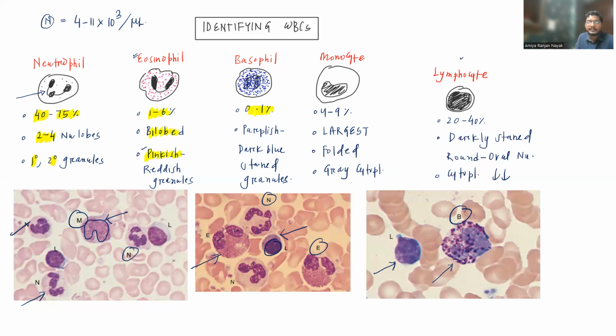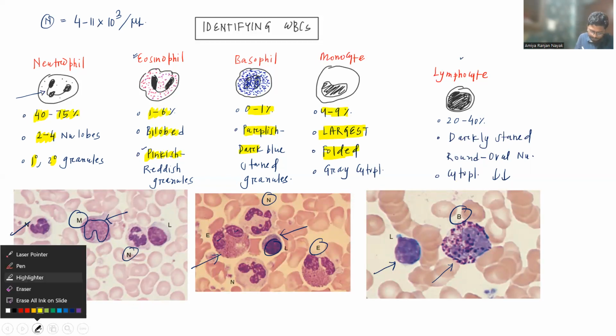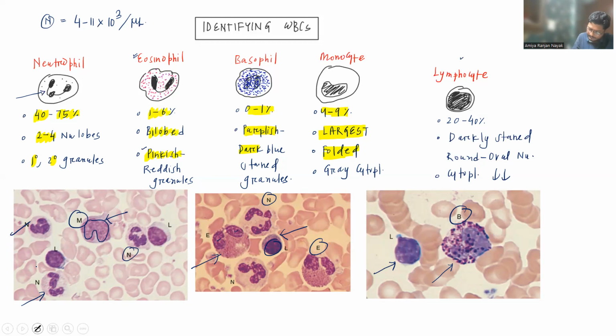Basophils, 0 to 1%, least common. They will have purplish to dark blue stained granules, and these granules will overlap the nucleus. Monocytes, 4 to 9%. These are the largest cells. They will have a folded nucleus and a gray cytoplasm. Lymphocytes are 20 to 40%. They will have a darkly stained round to oval nucleus and very little cytoplasm.